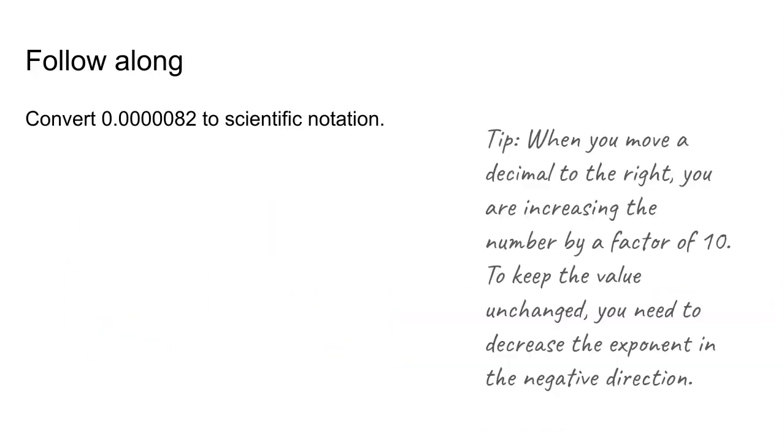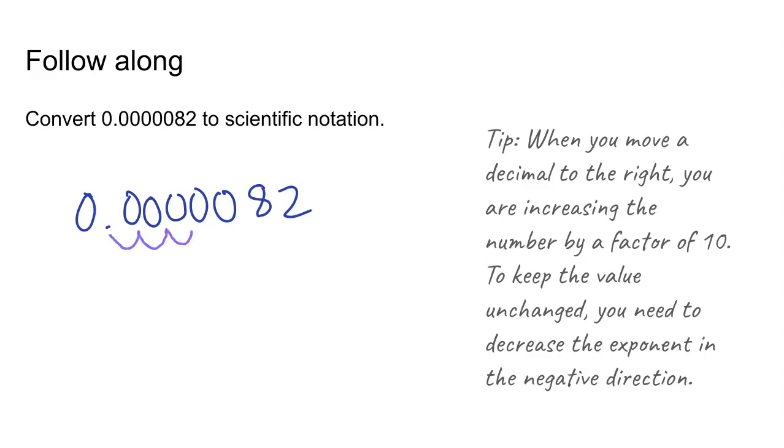Now follow along as I solve this problem. Here I need to convert the decimal 0.00000082 to scientific notation. So I'll start by writing out the number. And then I'll move the decimal point to the right so that the number becomes greater than or equal to 1 but less than 10. So I'll move the decimal point 1, 2, 3, 4, 5, 6 places to the right.